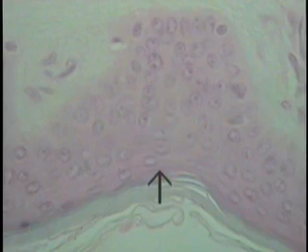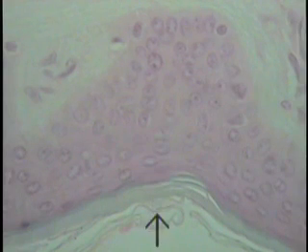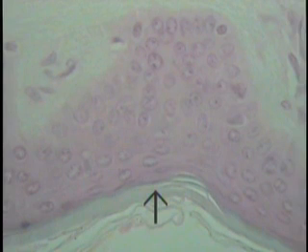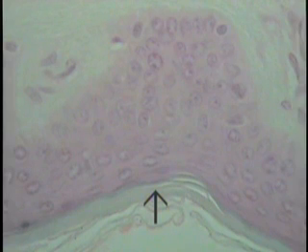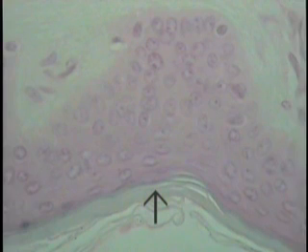Stratified squamous, because of the keratin present, you put that on as a prefix, so it's a keratinized stratified squamous epithelium. This type of stratified epithelia, by volume at any rate, is the most common form of the stratified epithelia.